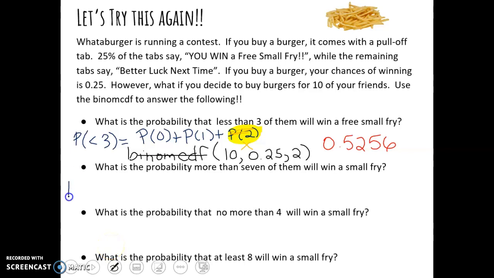Find the probability of more than 7. So what am I going to add together here? I'm going to move it over this way, and you're going to see why in a minute. More than 7 is 8, 9, and 10.